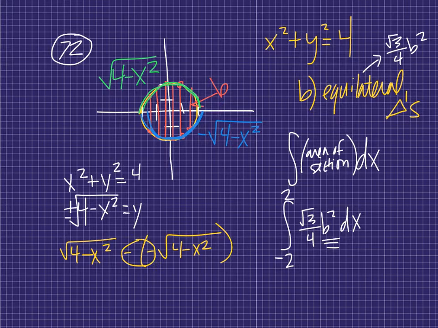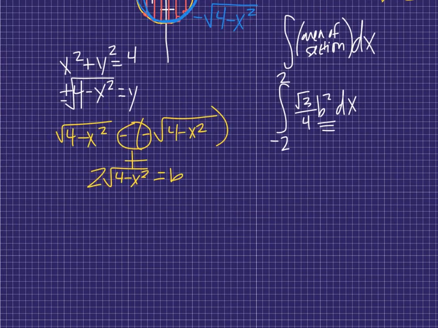This ends up turning into a plus, and there's 2 of them, so I get 2 square root of 4 minus x squared. That actually equals my base. That's that distance. Okay, so let me plug that in.